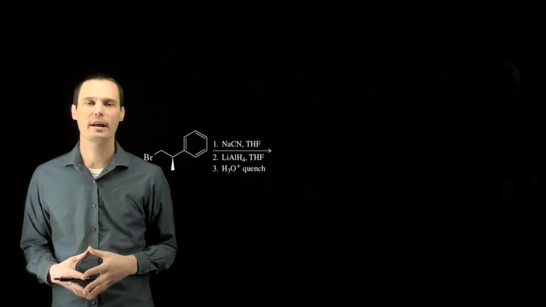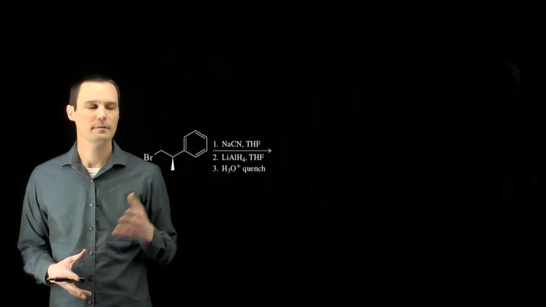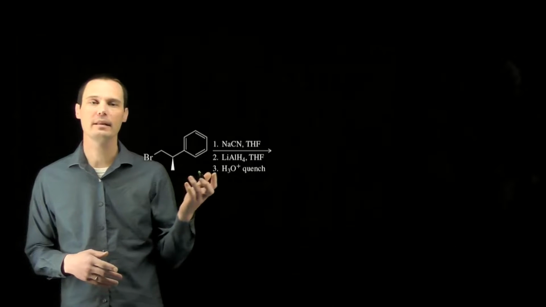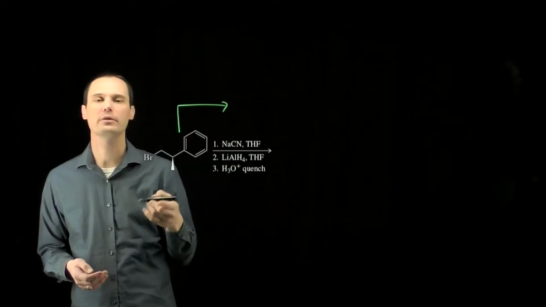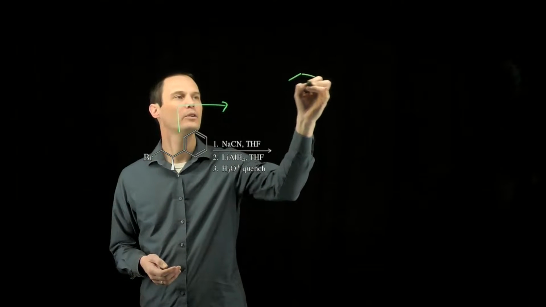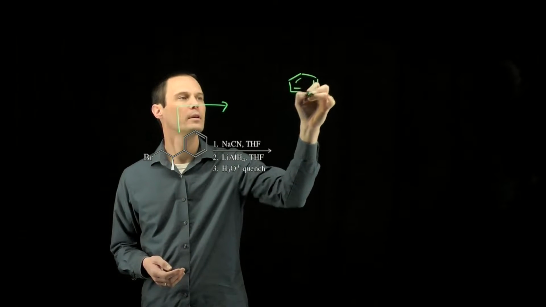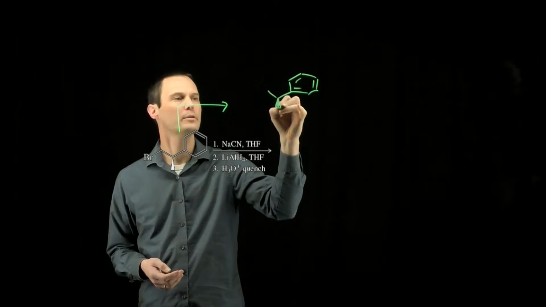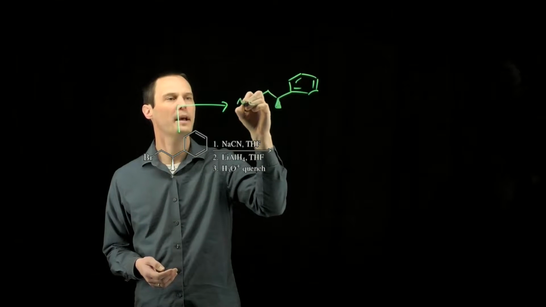The assessment asks us to predict the product of this reaction sequence. The first step involves the reaction of the alkyl halide with sodium cyanide and THF. That's an SN2 reaction, and we'll convert the alkyl halide into a nitrile. We have our benzene ring with our 2-carbon chain, and attached to that we have the nitrile.